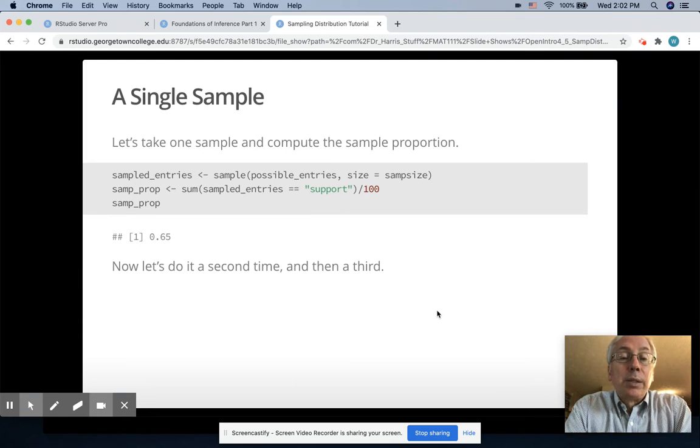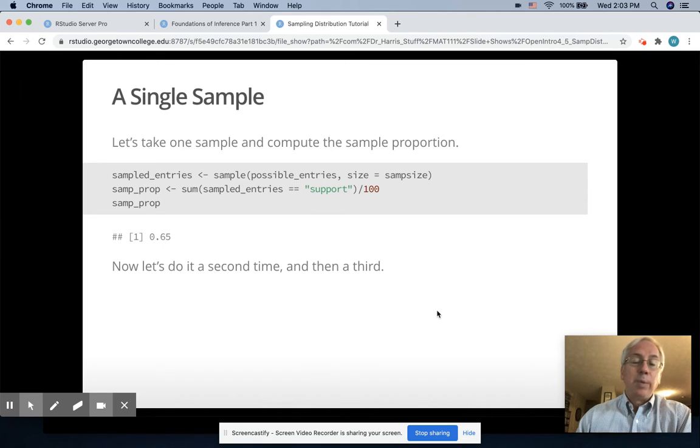Okay, the next chunk of code actually takes a single sample of size 100 and computes the percentage of that sample that was chosen that supported the plan, that had the value support attached to them. And in this particular example, we don't see the 100 individuals that were sampled, but apparently 65 of those 100, or 65%, the proportion 0.65, were the number of supporters that were in that sample. Or 0.65 was the proportion, 65 out of 100 was the number of supporters.